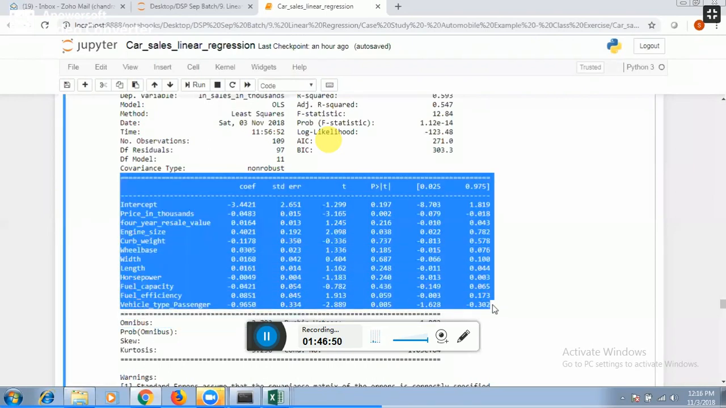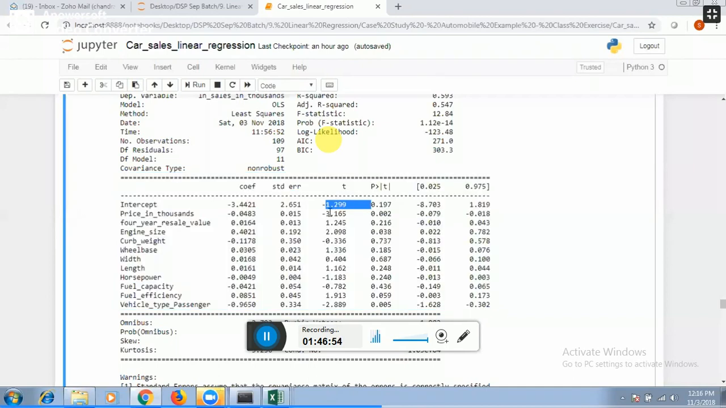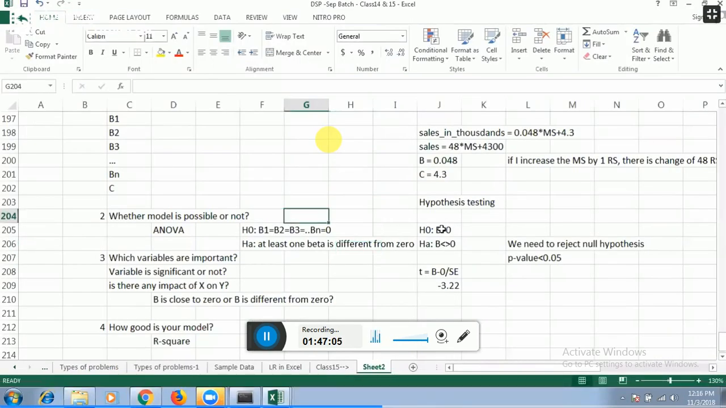Chandra, can you please show the t-value calculation again? The t is very simple. The coefficient, that is nothing but beta minus 0 by standard error. Why 0? Because you're checking whether beta is close to 0 or not. Because your hypothetical value is 0 here. Okay, got it. Thank you. Does that make sense? So now you understand how to identify whether variables are important or significant or not.